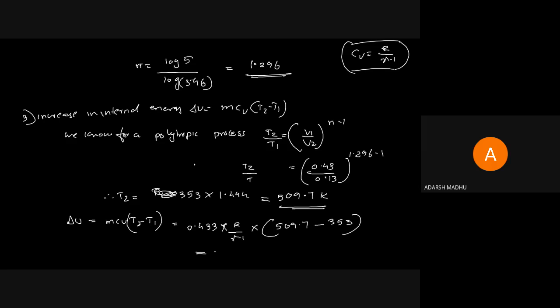So R is given and gamma is given. So we can directly find the value of delta U here. Good. Okay. So after finding the value of delta U, we can complete the first three questions. So last question is find the value of Q.